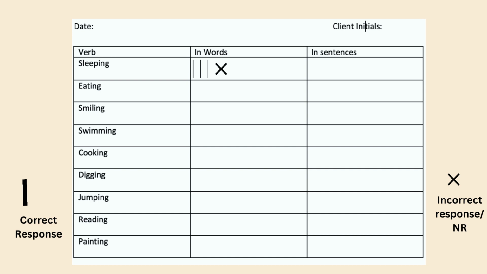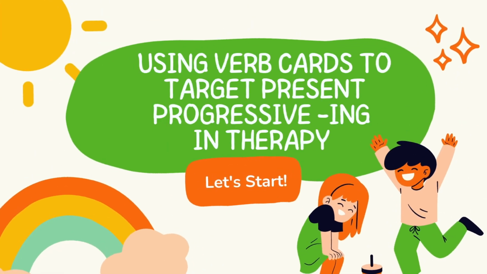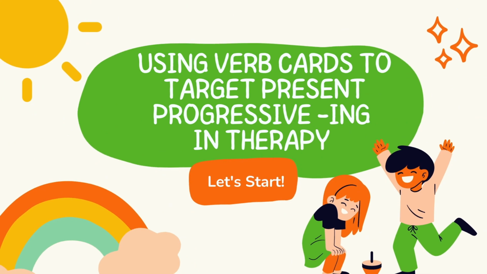Also keep track of incorrect responses, such as omitting the present progressive morpheme, attaching a different morpheme, or not responding with an X to accurately calculate accuracy over time. Also keep track of cues and prompts throughout the sessions. Ideally, these should be reduced as treatment progresses. And now that we've got the basics down, let's get started.